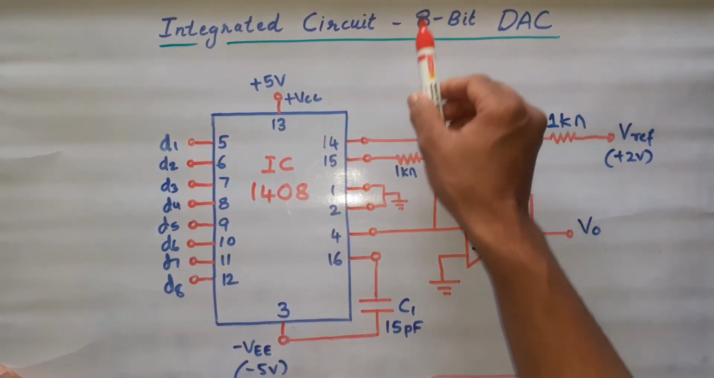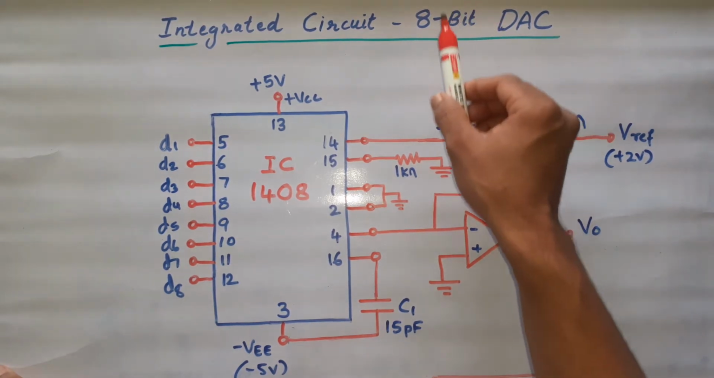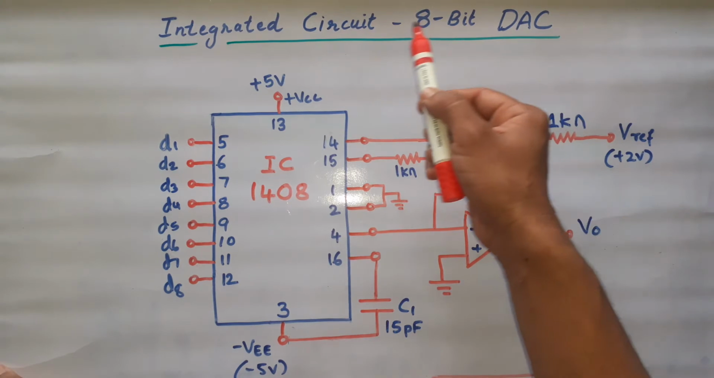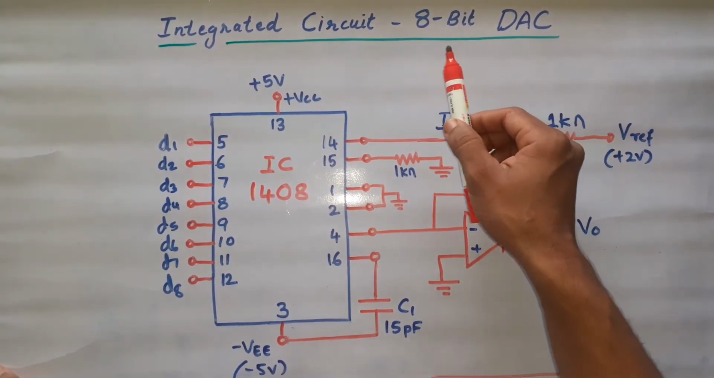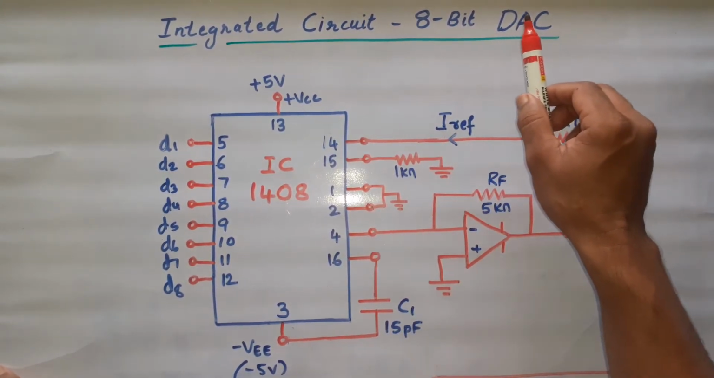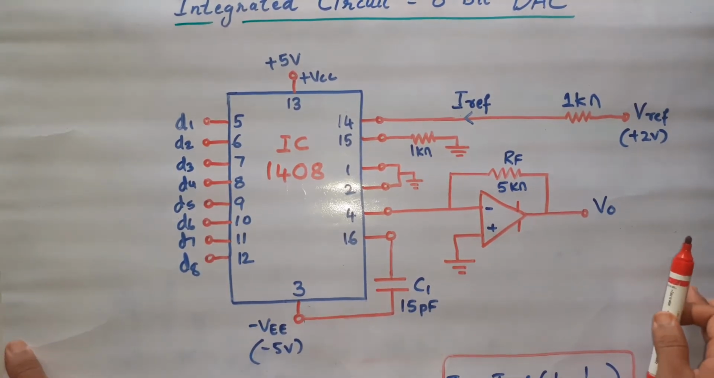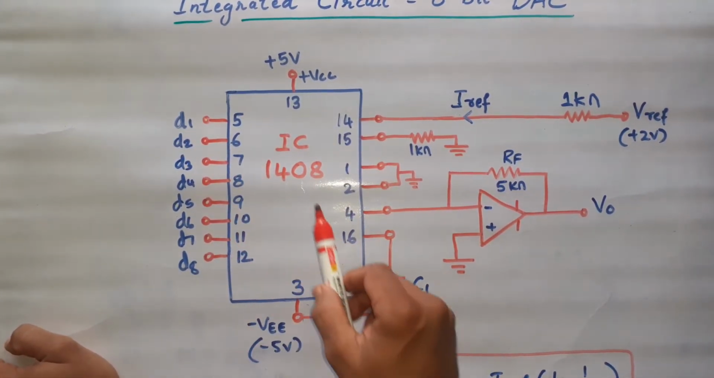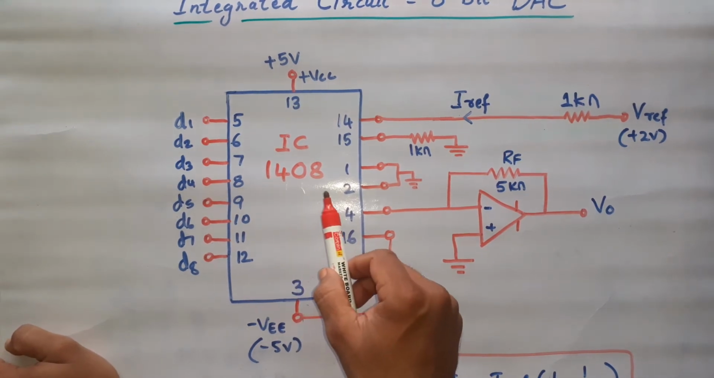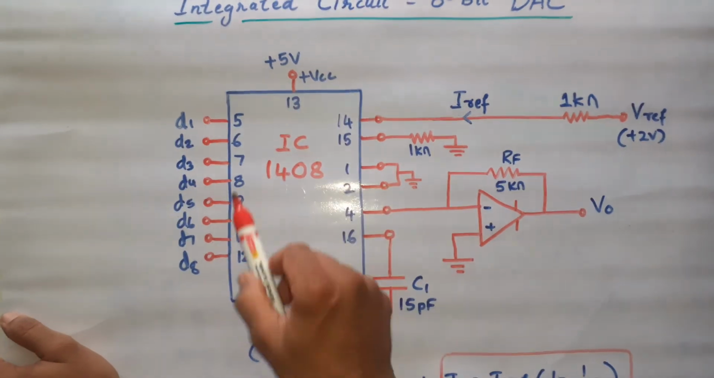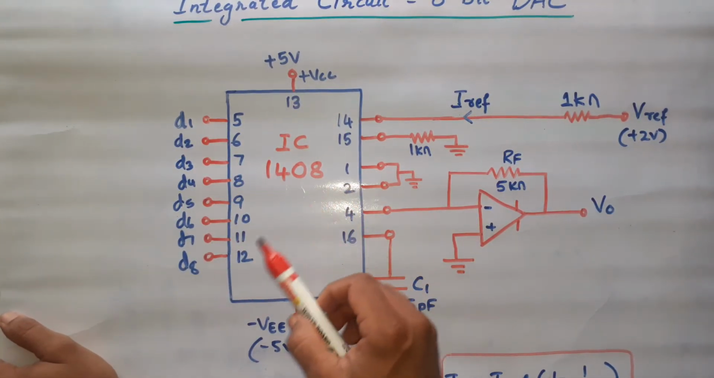8-bit means it can accept 8 bits of digital information as input and is capable of producing a corresponding analog output. So this is the circuit which is drawn here, IC 1408. This particular IC is capable of doing digital to analog conversion.